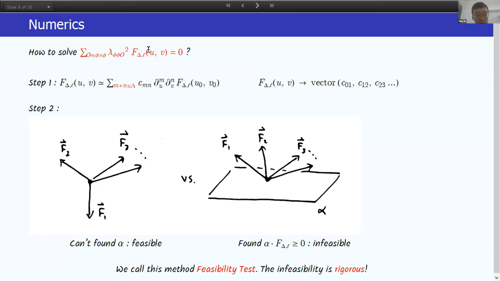So F is a function in variables U and V. And we have an infinite summation of those F with positive coefficients. And the result on the right-hand side is zero. So how is this possible? We can use numerics to extract the constraint from this equation. How to do it? First, let me truncate this function to a finite vector. Let me take derivatives and cut off the derivatives at some maximum order, let's say lambda. So now this function becomes a finite dimensional vector. Those vectors are from the coefficients of the Taylor expansion.